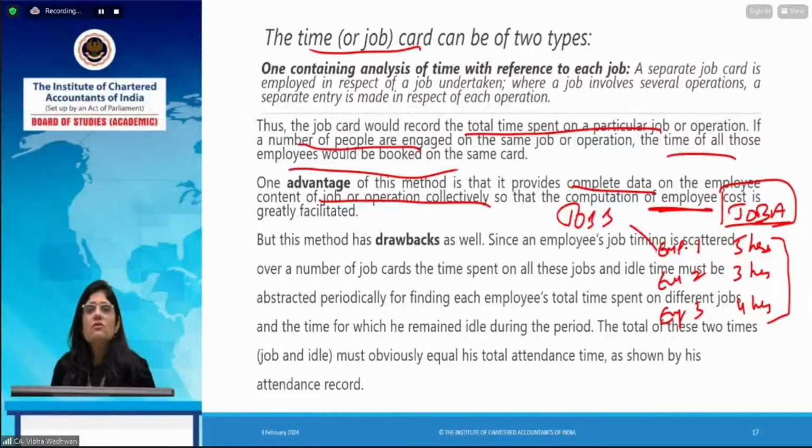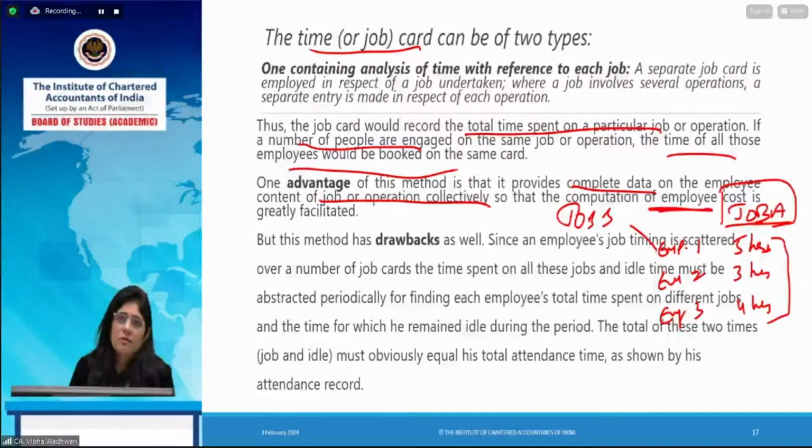So he has to record his time on different jobs, job A, job B, job C. So how will we record the time of the employee on different jobs? That is a tedious process. Clear? Job labor cost will be calculated, but how will the employee's time be calculated? He is working on different jobs. All right. So how much idle time there was, and how, it is very difficult to monitor.